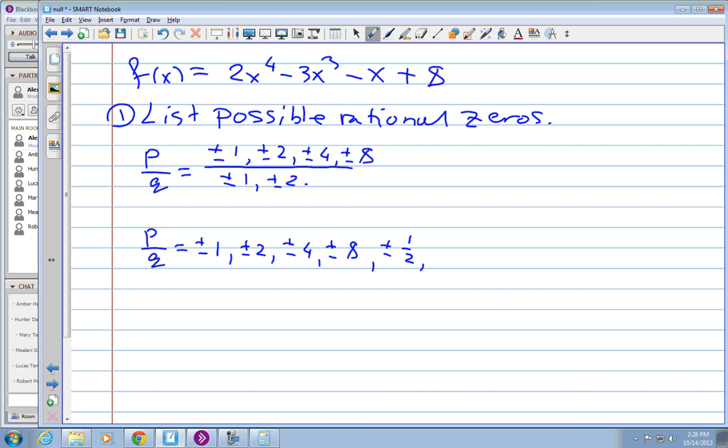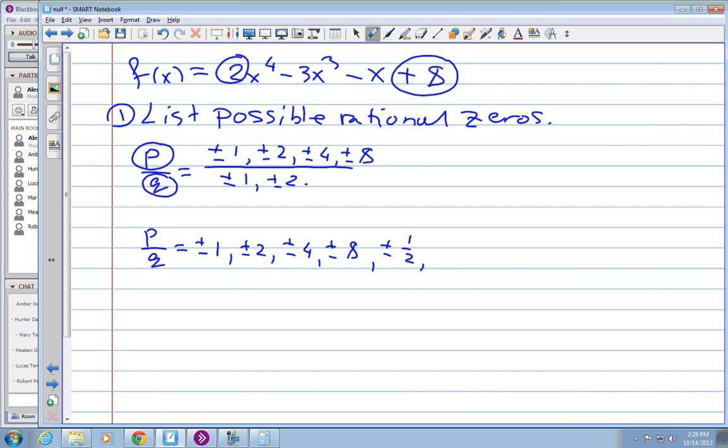The p is everything that divides 8. So that's what I'm putting there: 1, 2, 4, 8 with the plus or minus because both work. And the q comes from here. When you divide everything by 1, you just get the same thing back.